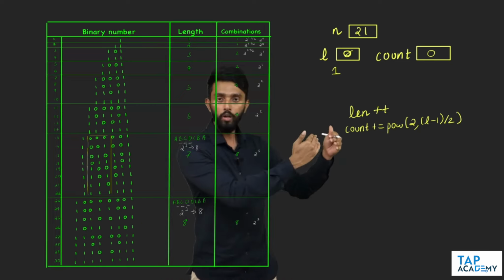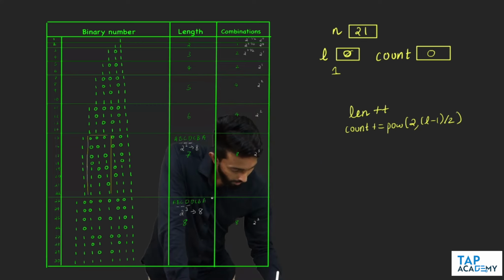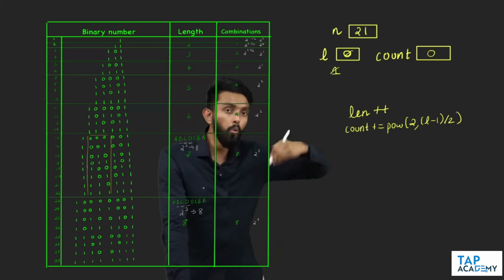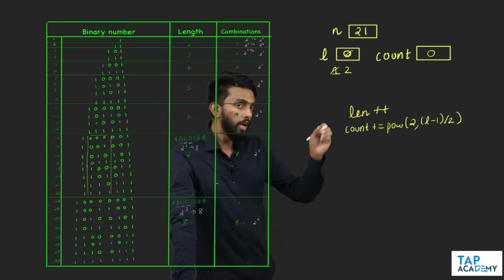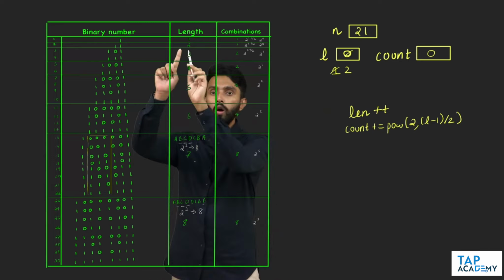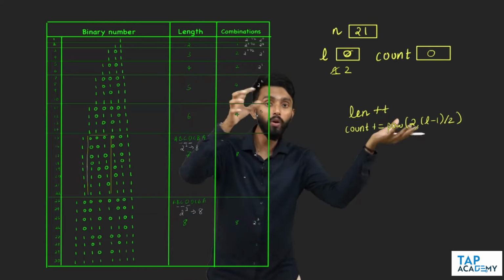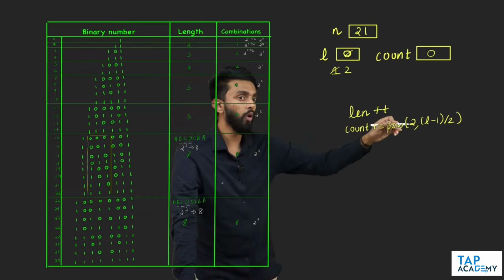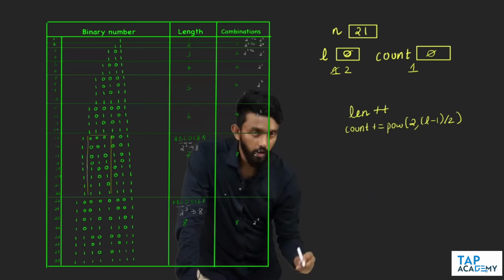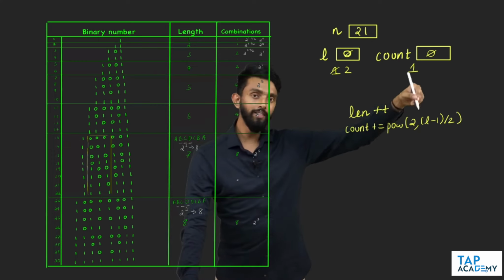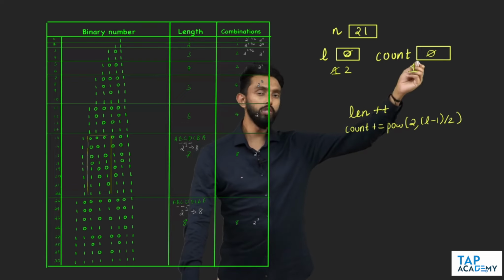You will get count. Now watch it. I will increment the value. I will loop this. I will increment the value of L. L becomes 2. Now for 2, how many combinations I need to find out and add that to the existing value of count. First of all, if I do this, count is going to become 1. Count was 0. For one length, there is only one combination. So 0 plus 1 is 1.